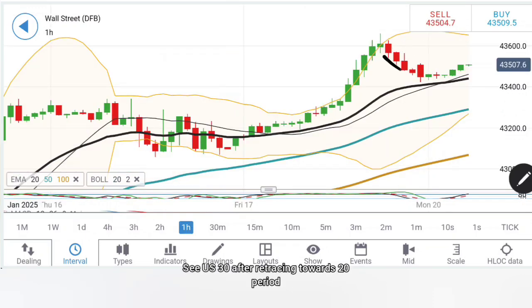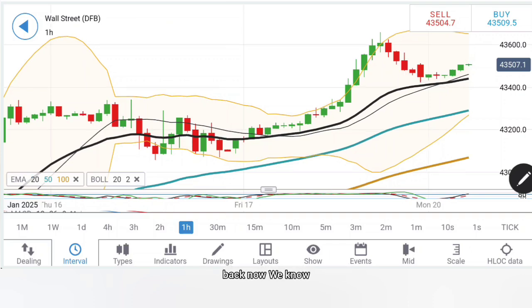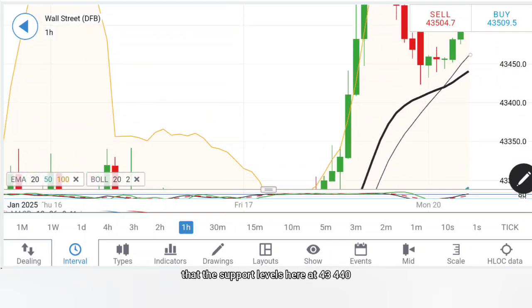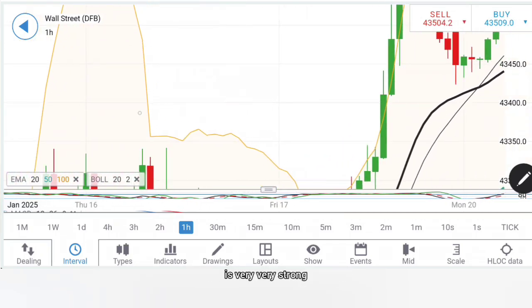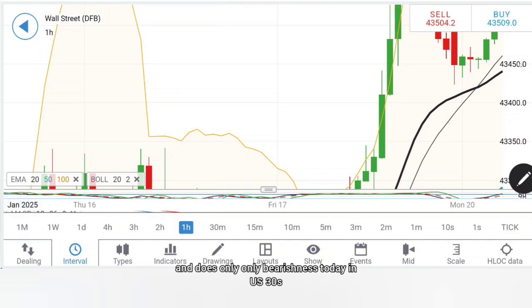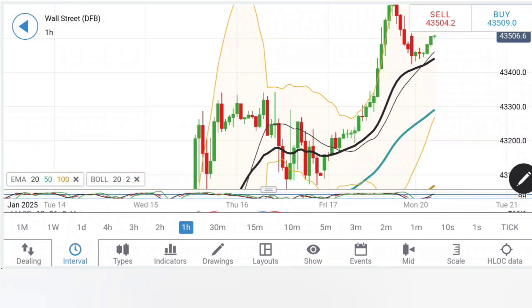Let's move to Dow. See, US 30, after retracing towards 20 period, it is forming a reversal sign, trying to bounce back. Now we know that the support level here at 43,440 is very strong, and thus the only bearishness today in US 30 is, if you see, it is staying below the 43,440, 420 zone, and then below that you can expect a very good round of drop towards 43,350, 43,200 levels.